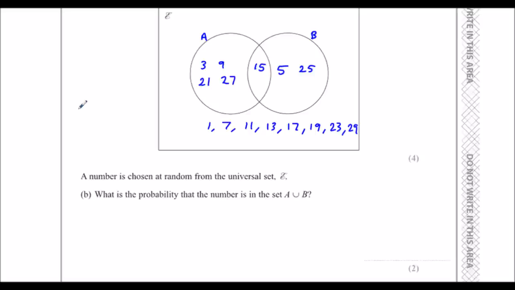A number is chosen at random from everything. What is the probability that it will be in the set A union B? So the union of A and B is anything in these circles. So how many numbers are in the circles? 1, 2, 3, 4, 5, 6, 7. Out of how many in total? Well, 15. We've already counted them.